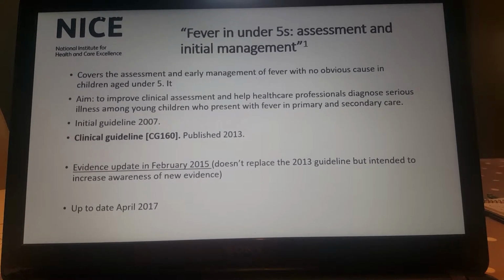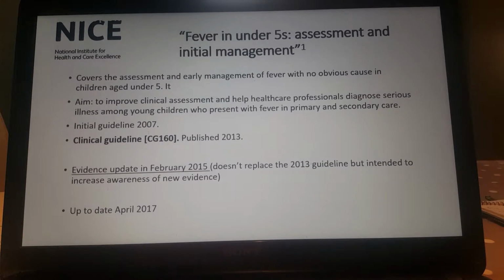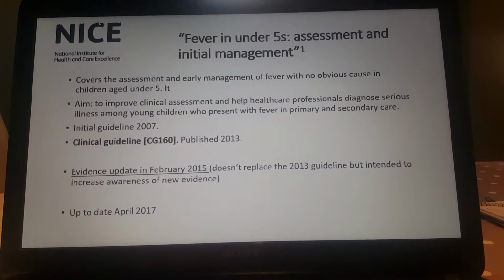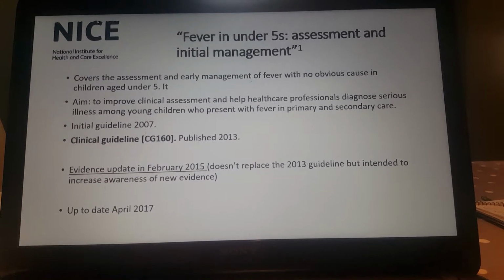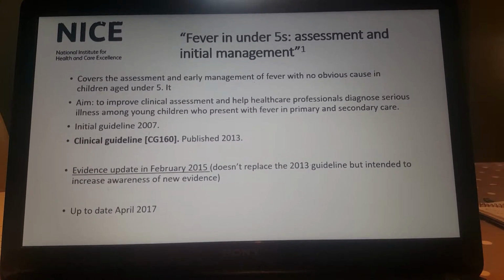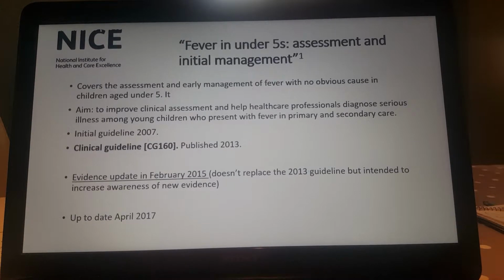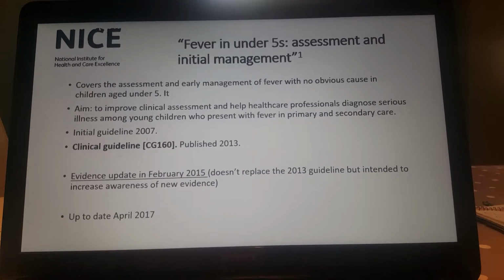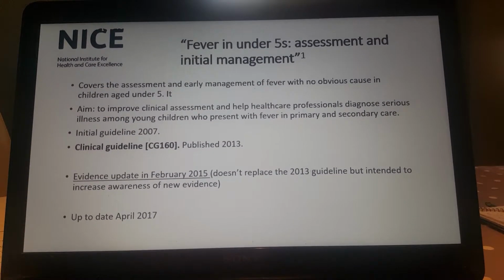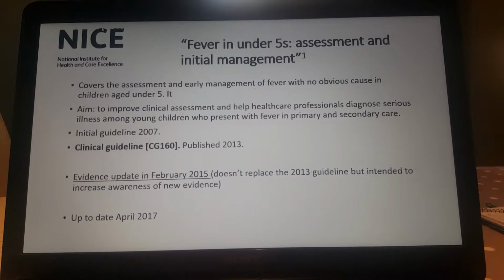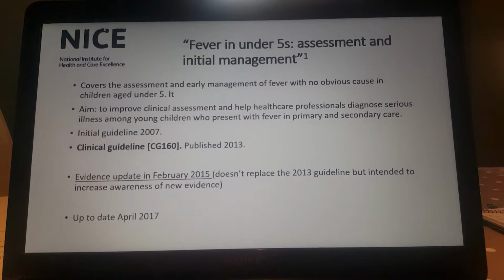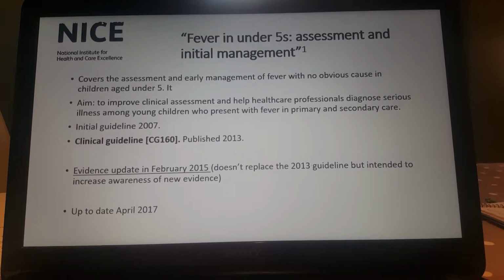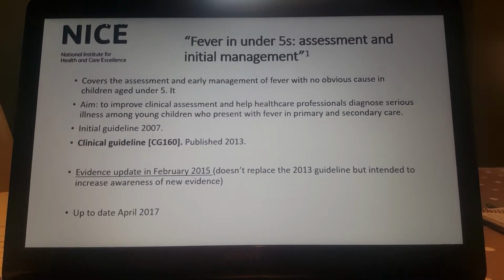Now, if we look specifically at the guidelines, it's for fever in under 5s, assessment and initial management. And it's for those children with no obvious cause of their fever. The aim of the guideline is to improve the clinical assessment and help healthcare professionals diagnose serious illness amongst young children who present with fever in primary and secondary care. The initial guideline was in 2007, and then they published this updated version in 2013. This is Clinical Guideline 160.